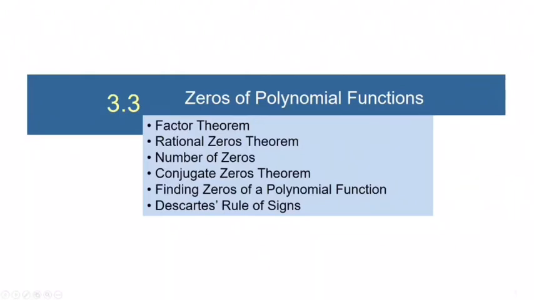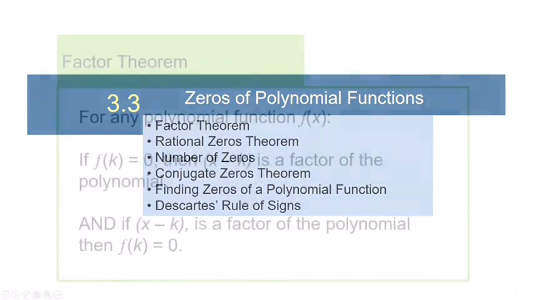Welcome back. Here's another college algebra lesson, this time in section 3.3. We're going to be doing zeros of polynomial functions. We're going to talk about the factor theorem, the rational zero theorem, the number of zeros and multiplicity. We'll learn the conjugate zero theorem, how to find zeros of a polynomial function, and we'll talk about Descartes' rule of signs. We've got plenty to do in this section, so let's get started.